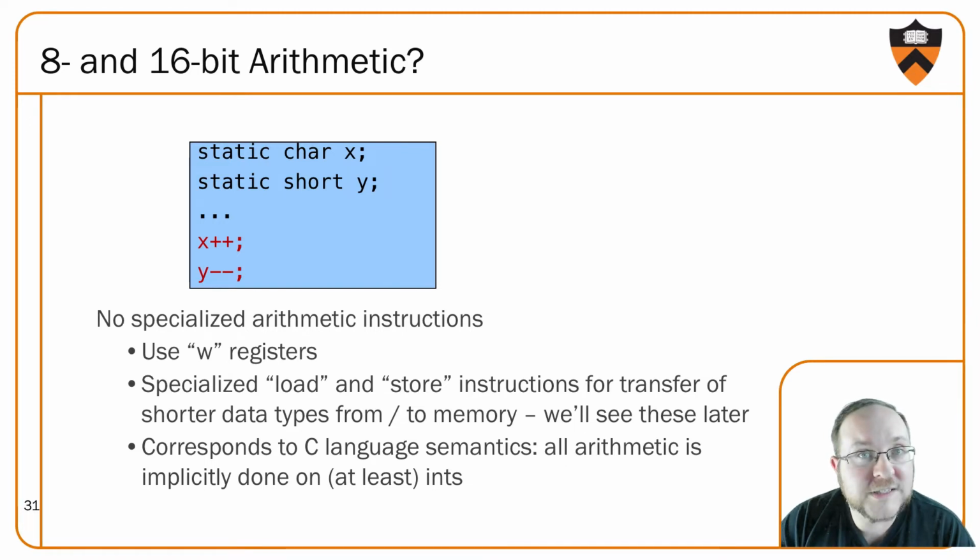There are, of course, in C even smaller data types, but there are no smaller addressable portions of registers with their own names. So we're going to use the W registers for shorts or for chars. But that's actually okay. That matches with C because the instructions for manipulating these values are the same. And that's okay because as in C, there's an implicit promotion of char or short to int for arithmetic.